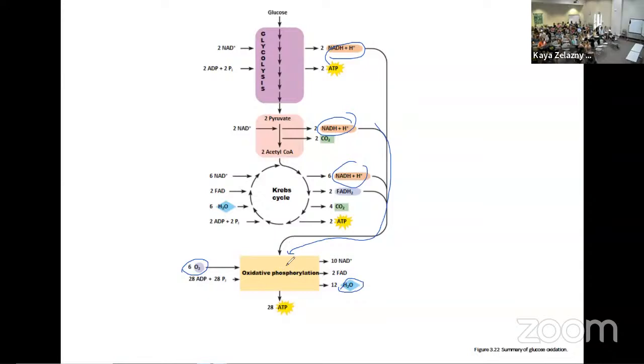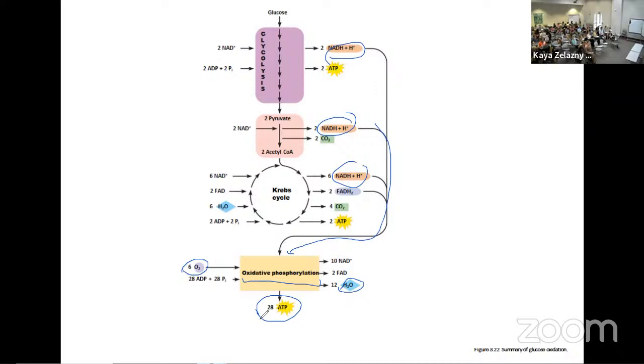And all that energy that we've been storing in those reduced electron carriers is powering the electron transport chain in oxidative phosphorylation, producing a lot of ATP, somewhere around 30-ish molecules of ATP per molecule of glucose.